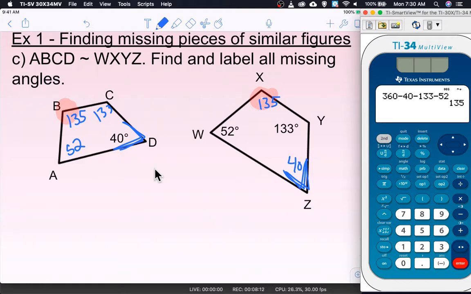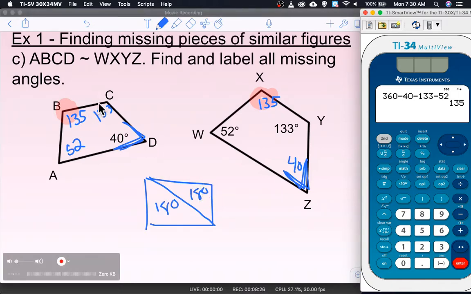All the angles of a quadrilateral add up to 360. And we know that because a quadrilateral is just two triangles. And this triangle adds up to 180, and that triangle adds up to 180. Together, that makes 360 degrees.